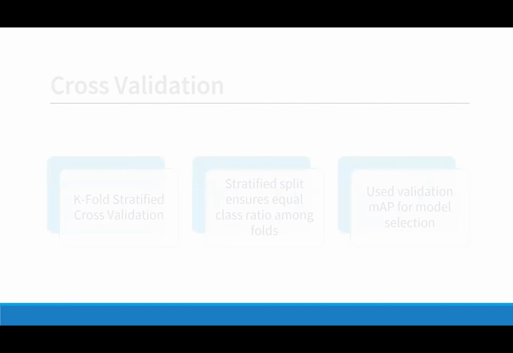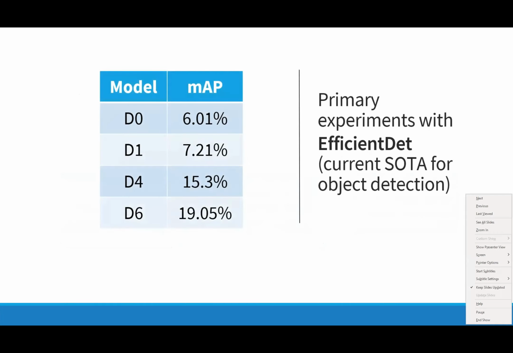Primarily, we started experimenting with EfficientDet, which is currently the state of the art for object detection on the MS COCO benchmark. Unfortunately, we failed to replicate this performance on our dataset. Even with many alterations, all EfficientDet versions consistently showed poor performance. As we can see, we only achieved a maximum of 19% validation mAP using EfficientDet D6.